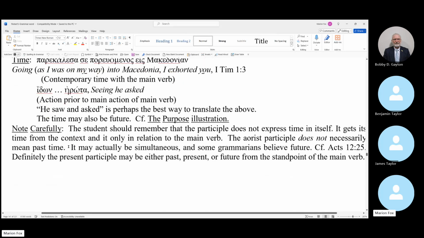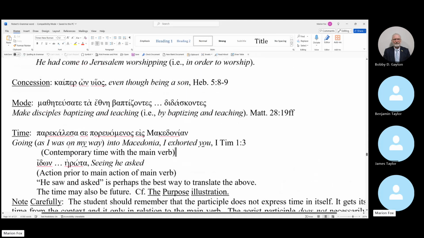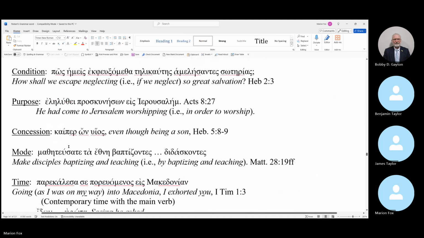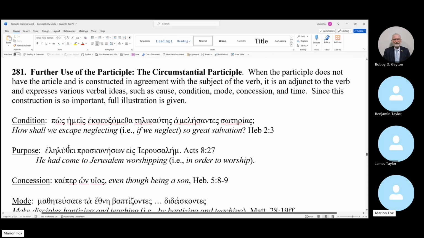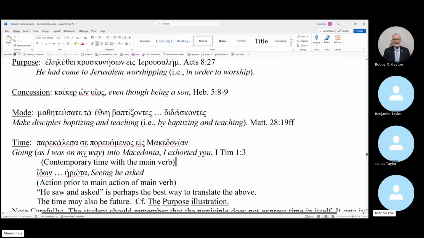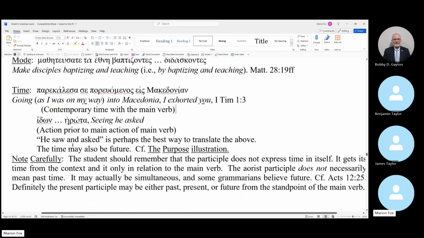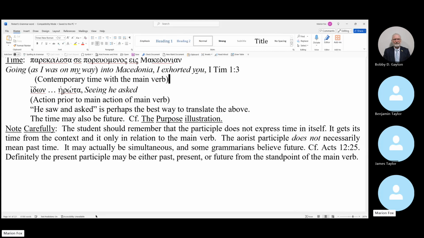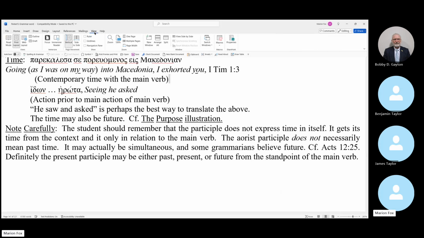Time may also be future, and we see that with the purpose illustration. So it takes future time. Right. So you have a purpose. Students should remember that the participle does not express time in itself. Right. So it does not by itself express time.